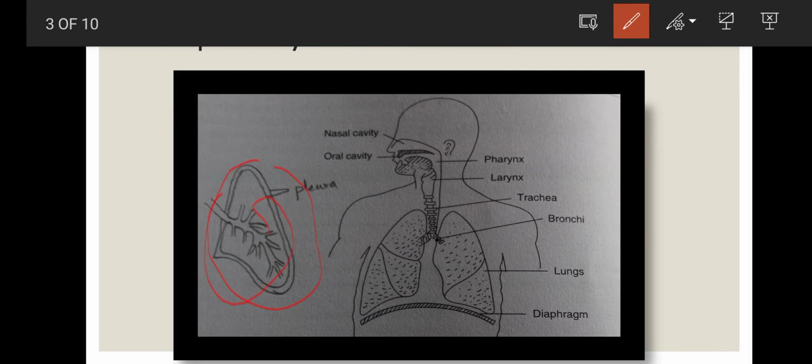The pleura has two layers, the parietal outer pleura and the visceral inner pleura. Parietal means this outer layer and visceral means this inner one. I marked here, this is the first and this is the second. So this is the parietal and this is the visceral, meaning it has inner and outer layers.